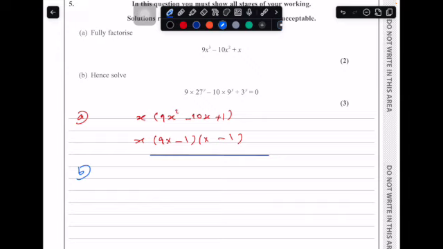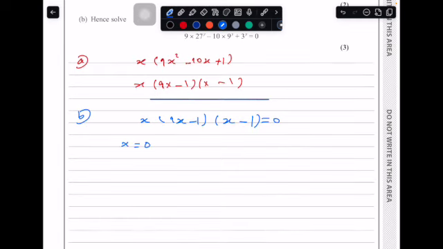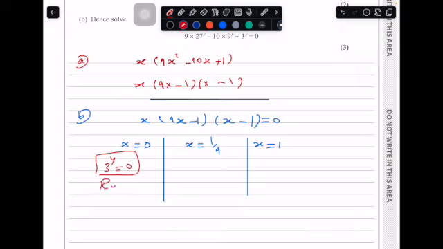By looking at both equations here, we can say that it is the same equation, replacing every x with 3 to the power of y. So we can solve this equation, x times 9x minus 1 times x minus 1 equals 0. So we have three solutions, x is equal to 0, x is equal to 1 over 9, and x is equal to 1. In both cases, replace every value of x with 3 to the power of y. So we have 3 to the power of y equals 0, which is nonsense, because every exponential function must be greater than 0. So this is the rejected answer.